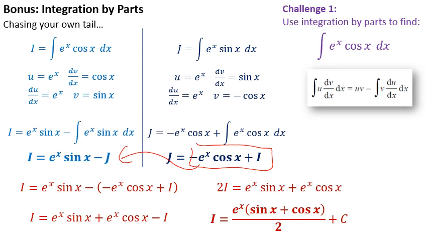In fact, if you wanted, now you've got I, you could go back and calculate J, because J depends upon I. You'll get a very similar looking result. As you would expect, e to the x sine x is a very close cousin of e to the x cos x, so their integrals are going to be close cousins.